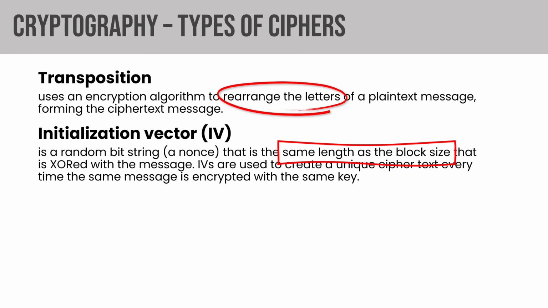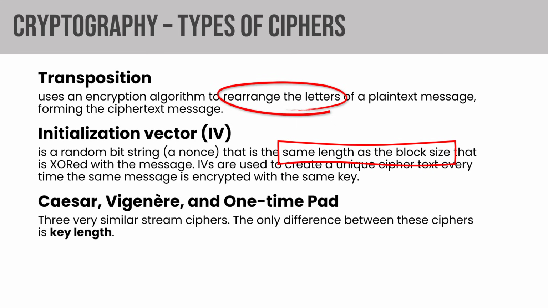But with initialization vectors, it's going to create a unique cipher text every time the same message is encrypted with the same key. So the Caesar, Vigenère, and the one-time pad. These are all stream ciphers. The difference between these ciphers is their key length. So stream cipher, different key length.